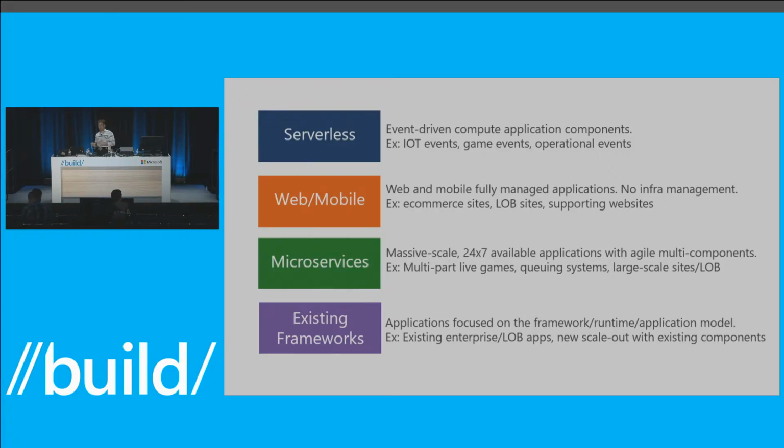The third is microservices. This is its own category of application, and I'll go into a lot of detail later. But if you are looking to build a massively scalable, 24/7 available, yet highly agile, multi-component application, microservices is going to be the place for you.